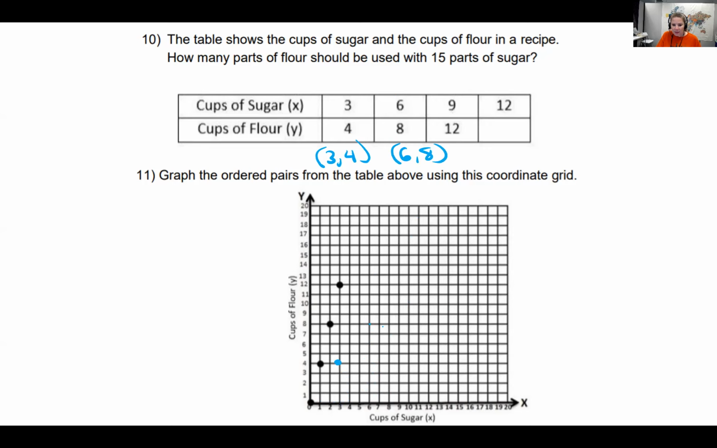right here. The next one is 9 and 12. So we're going to go right 9 up 12. And then, of course, we figured out the last one is 12, right 12 up 16. And that would go right there. Okay. And if I could draw a straight line, which I can't, but if I could, we would see that our line is straight.